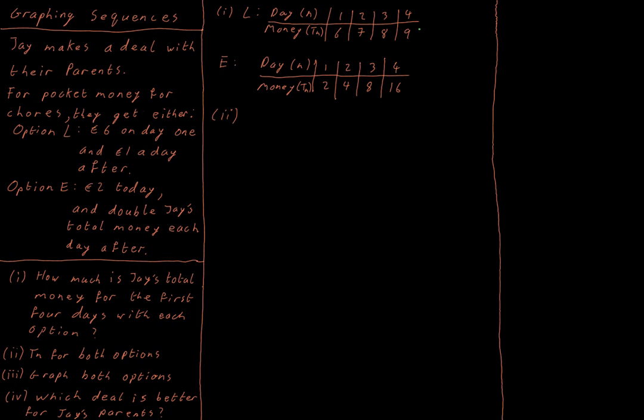So let's start off with option L. If I write out L, that's 6, 7, 8, 9. What's happening going from one to the other? I'm just adding 1 each time. Well, that's my first test done. That means I've got a linear pattern. So I know I have a linear pattern, and that allows me to say, well, I know a formula for linear patterns.